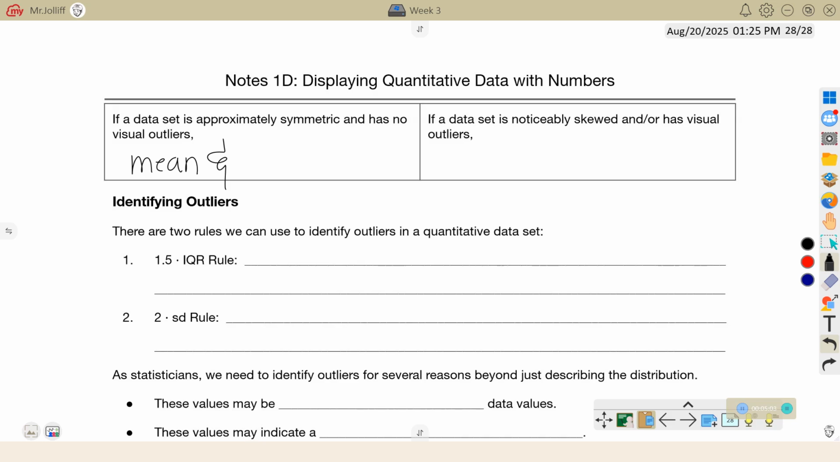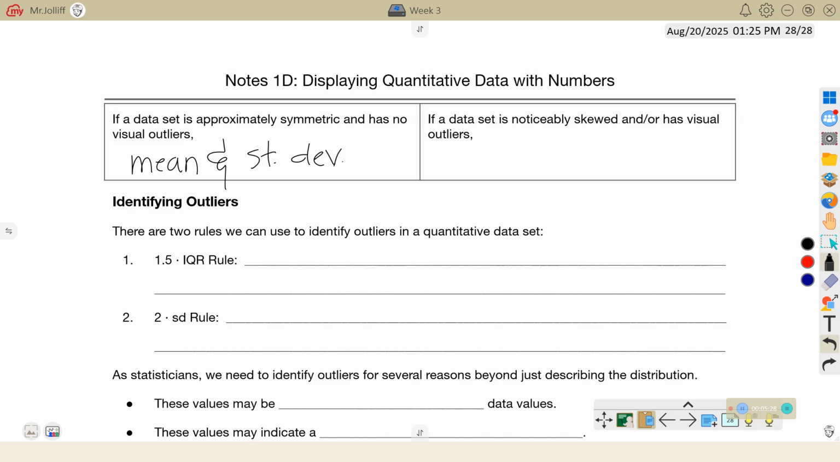So this is not resistant. We want the non-resistant spread that goes with it. What measure of spread goes with the mean? Standard deviation. Why the standard deviation? Because the standard deviation uses the mean as part of its calculation. It's the data value minus the mean squared, add them up, divide by, yeah. Those two are tied together.